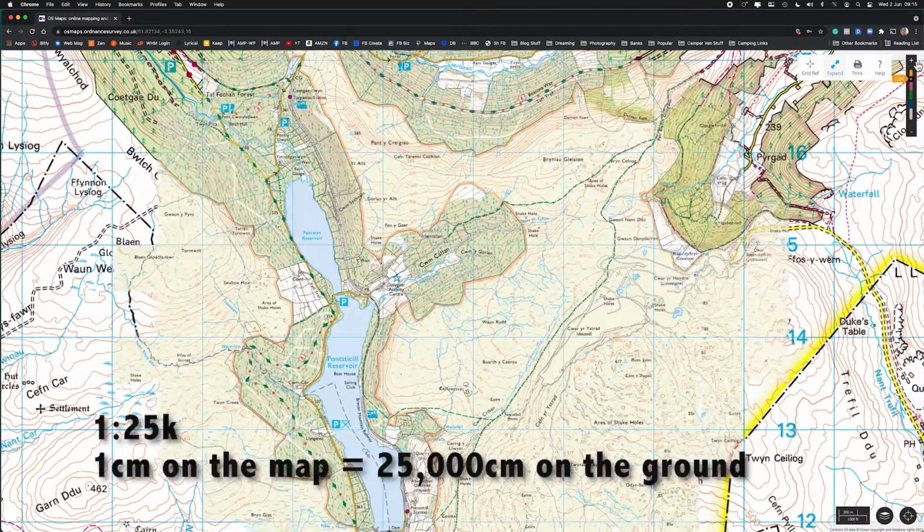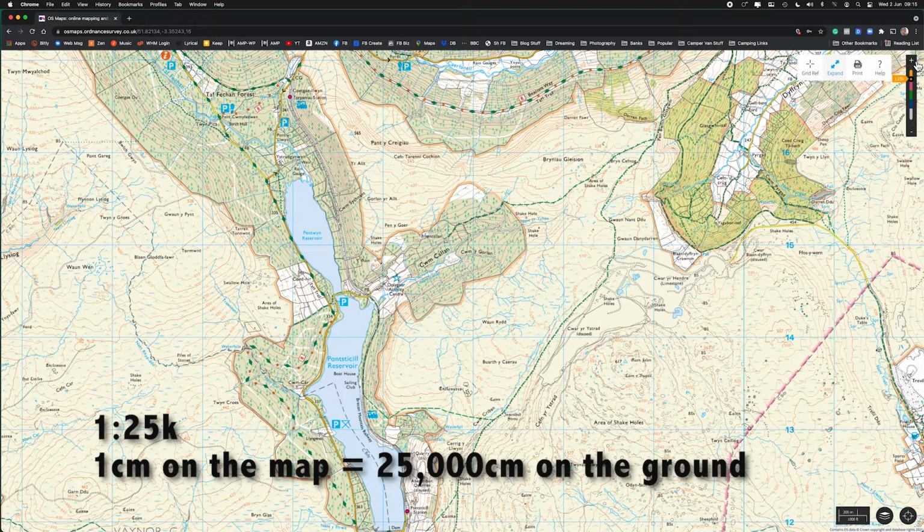and I get to the 1 to 25,000 scale, which means that each one of these lines is still 1 kilometre. However, 1 centimetre on the map is 25,000 centimetres on the ground, meaning that 4 centimetres on the map is 1 kilometre.